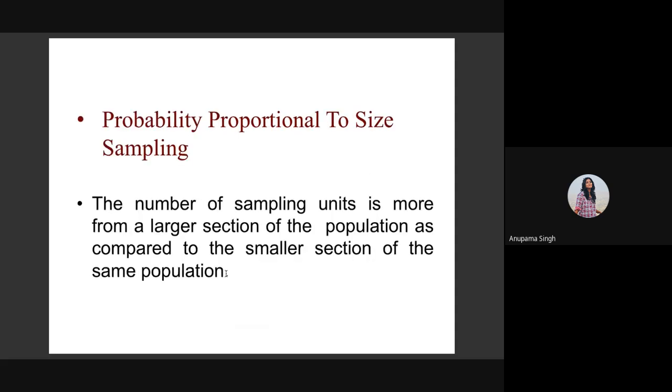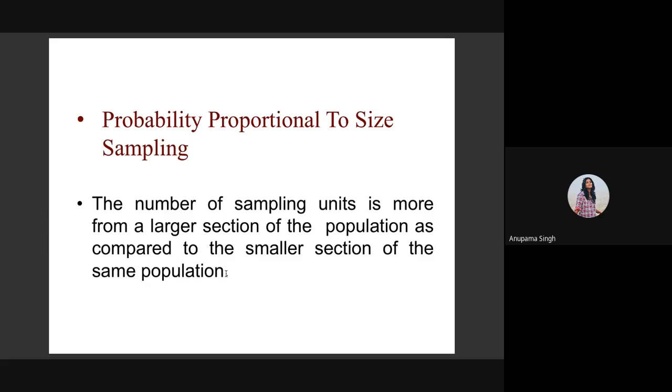Then we have probability proportional to size. Now, in simple random sampling, with or without replacement, the probability of getting selected at any selection was equal. Now it happens that the probability might not be equal. One of the most popular methods is probability proportional to size.